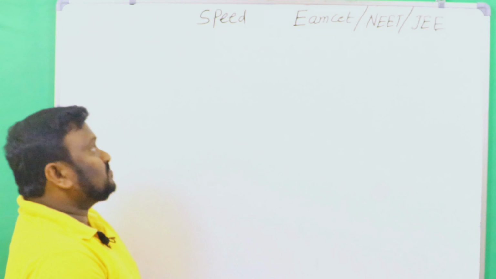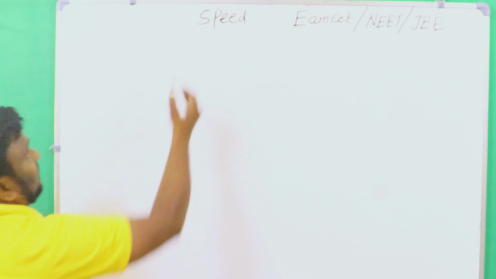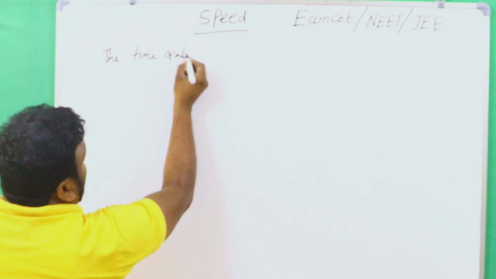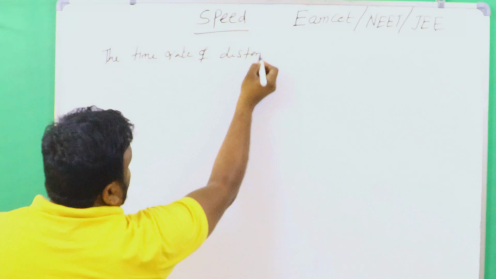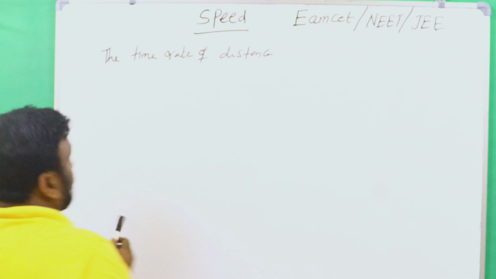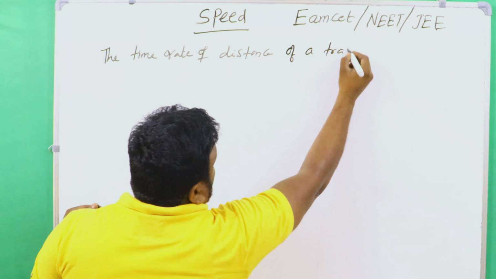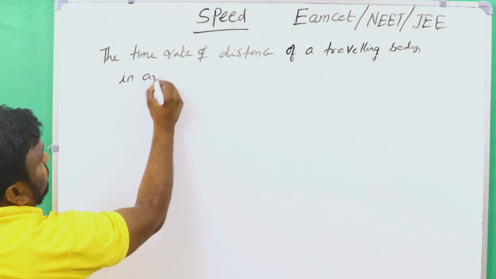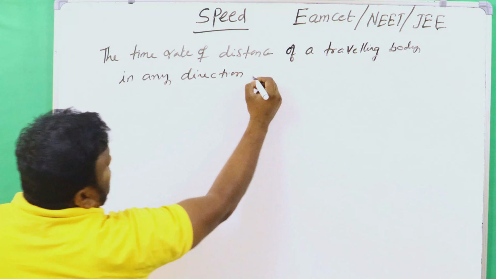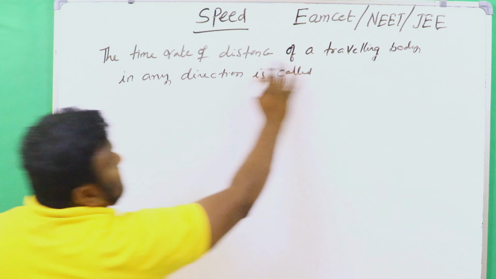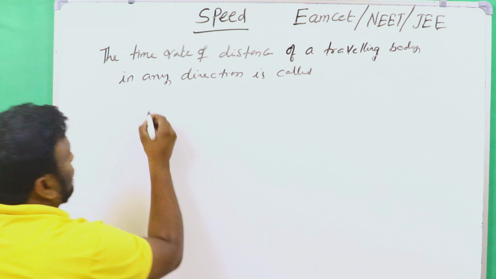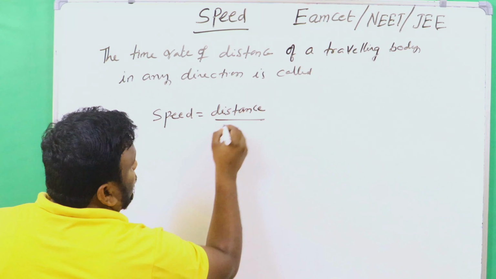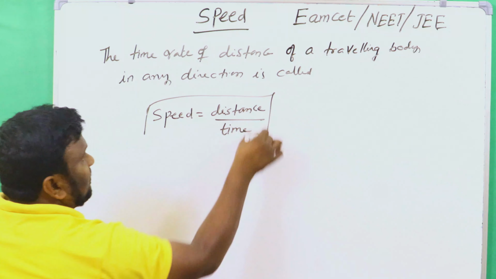Okay, now coming to the point, what is speed and what is average speed? Let's discuss here. Speed is nothing but the time rate of distance of a traveling body in any direction is called speed. All of you know what is speed. Speed formula is what? Speed is equal to distance by time.